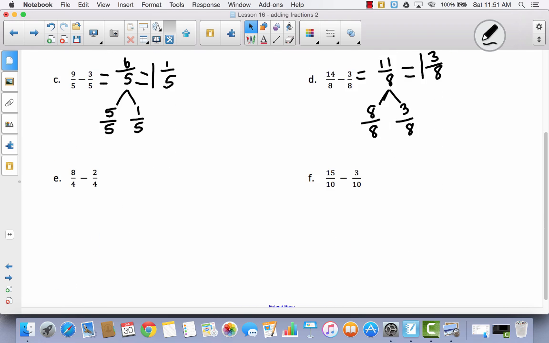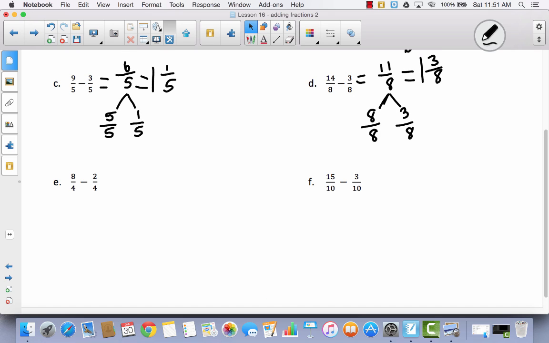All right, let's try two more. If you feel confident, go ahead and do E and F by yourself, and then come back and check with me. All right, so let's take a look at 8/4 minus 2/4. Well, 8 minus 2 would be 6. That gives me a denominator of 4. So how many fourths does it take to make a whole? It takes 4 out of 4. And then 2 more fourths would make a total of 6/4. So 6/4 is equal to 1 and 2/4.